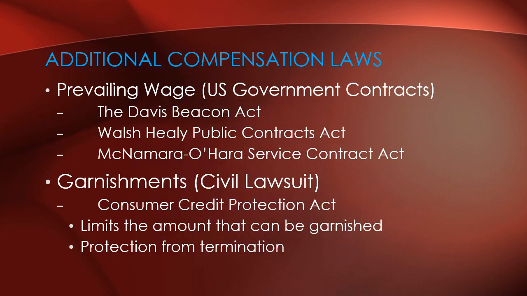Additional compensation laws include prevailing wage for U.S. government contracts. Provisions to this law include the Davis-Bacon Act, Walsh-Healey Public Contracts Act, and the McNamara-O'Hara Service Contract Act. These provide clauses in the prevailing wage and use formulas to calculate the wage for these types of workers.